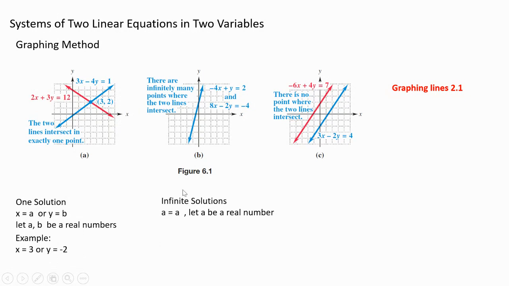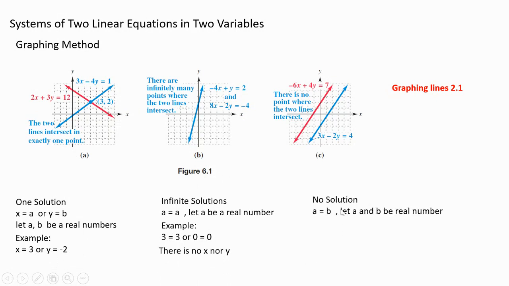This one will be something like this, right? You can have a equals a, you're not going to have any more x's or y's, but you can have two numbers equal to each other. That means it's going to be infinite solutions. Something like 3 equals 3 or 0 equals 0. There's no x or y.